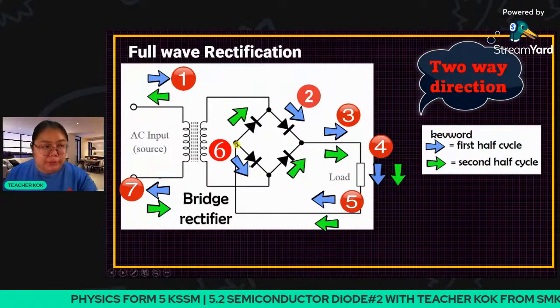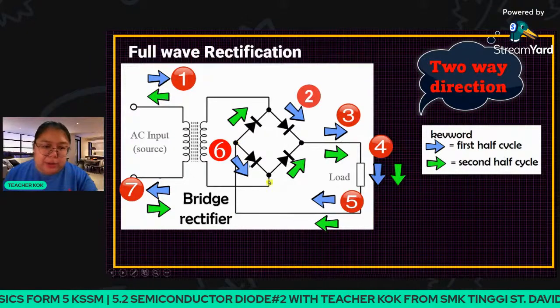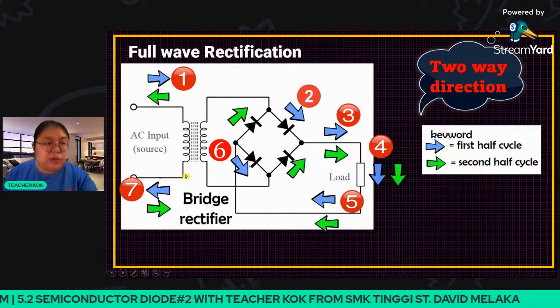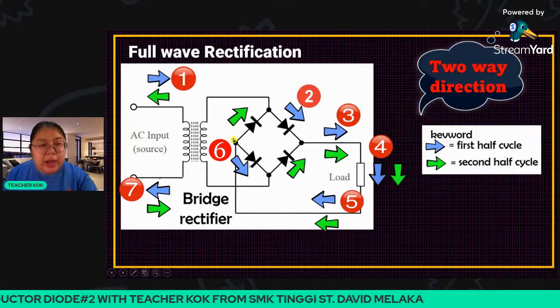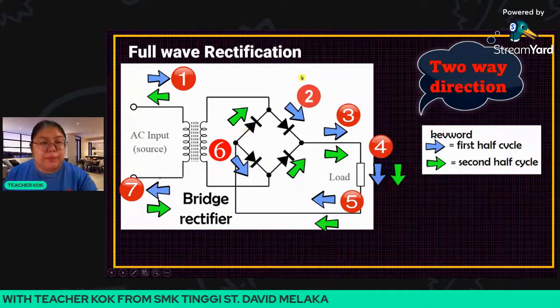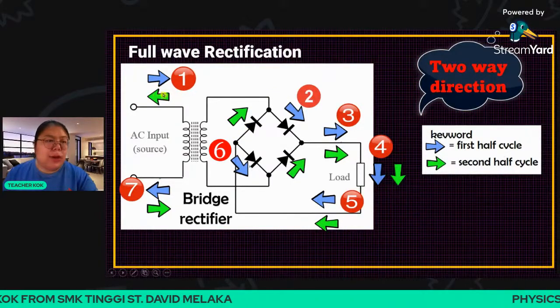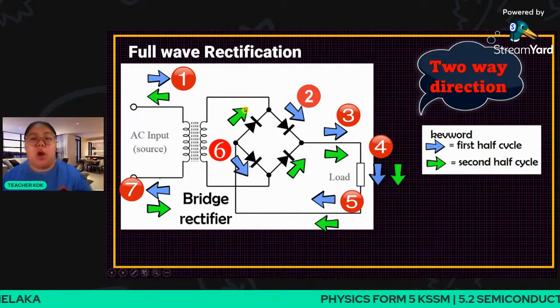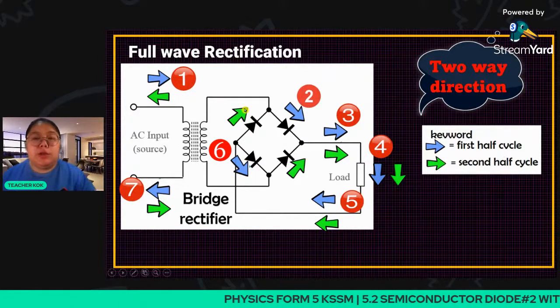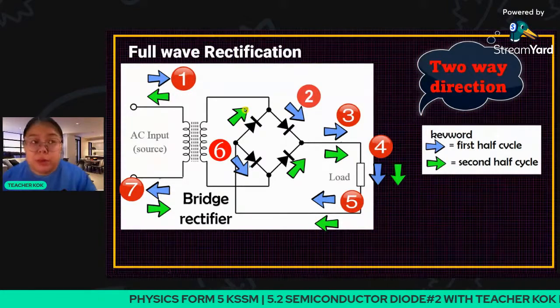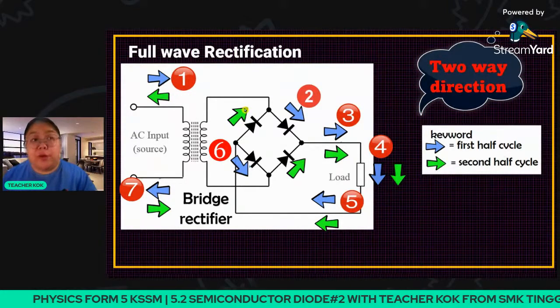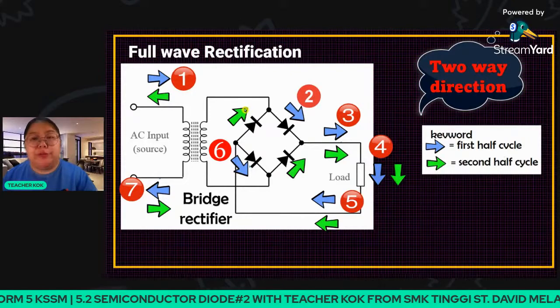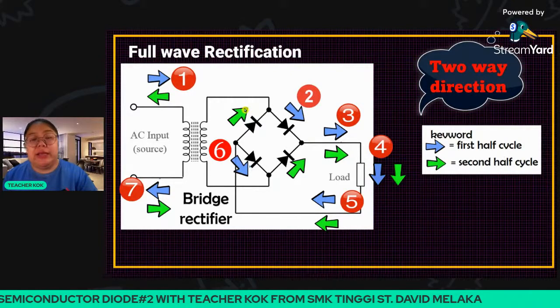Until point number 6. Okay, they never come back. They cannot go downward. Going downward means going back to the original place. They must go to another side. So they're up, and after that they go back. The green color is the second cycle, also complete. So that means the first and the half, no problem. All of it is forward bias, so they can produce full wave rectification.